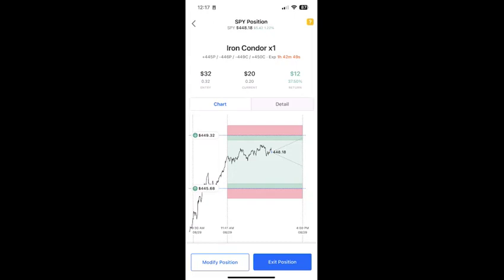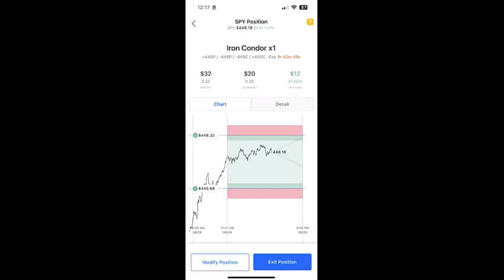In the last video, I showed how to execute a trade. Now let's talk trade management and the position detail page. In this example, we'll look at an iron condor, traded as a zero DTE, meaning expiring today.